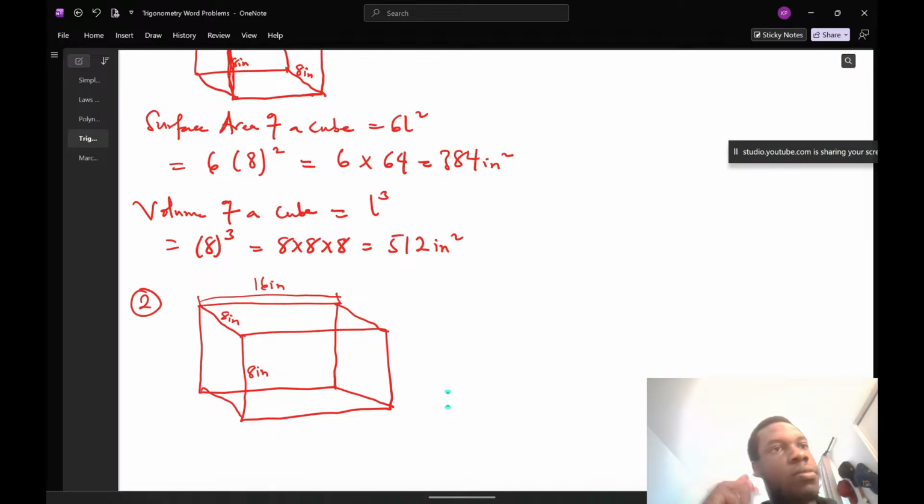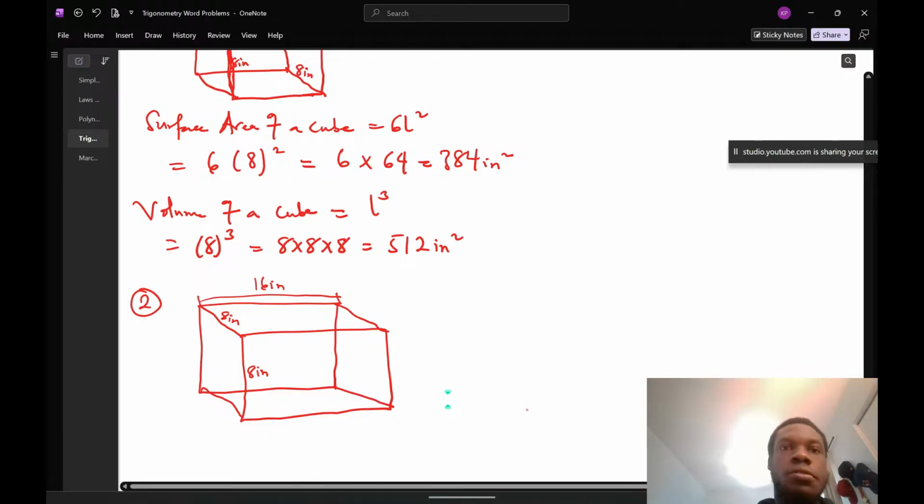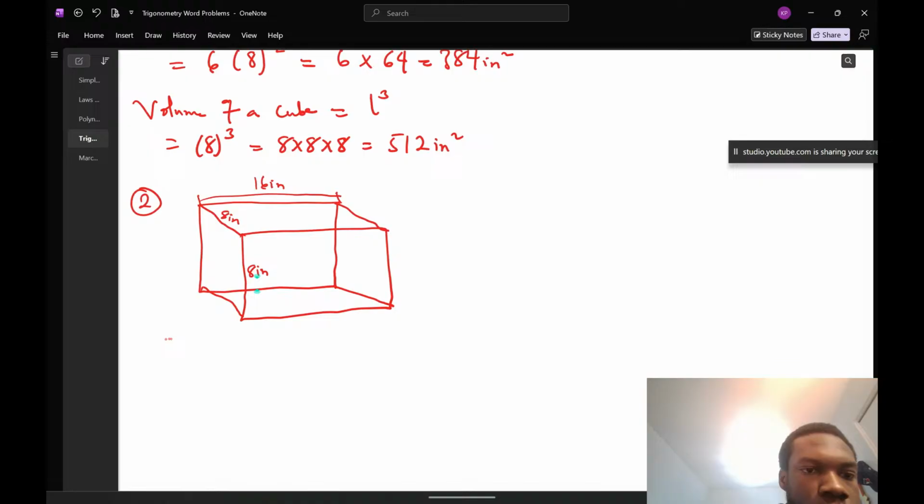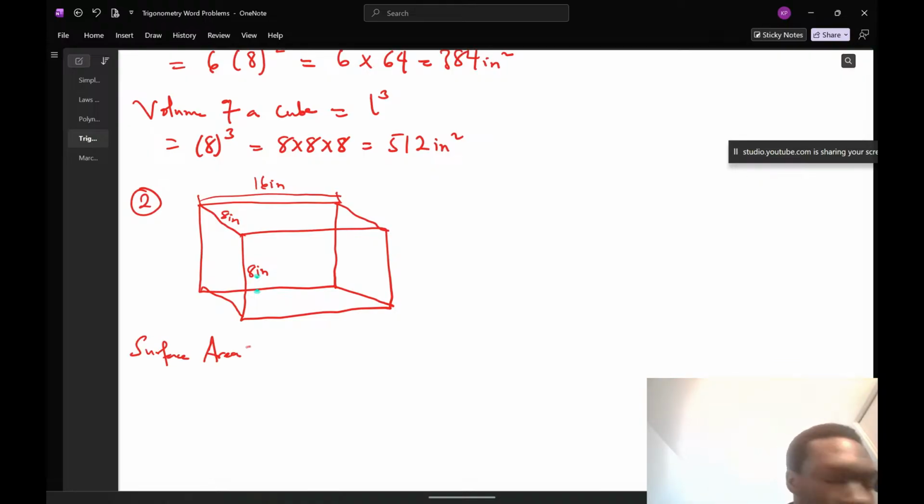So if we want to find the surface area of a cuboid, the surface area of a cuboid is equal to 2 into AB plus BC plus AC.